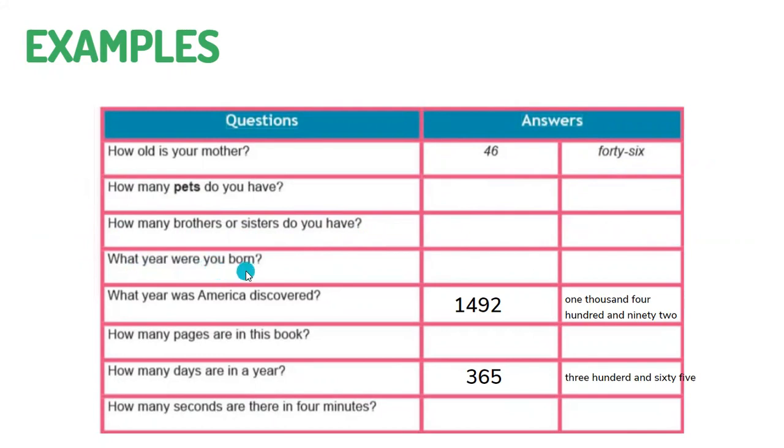What year were you born? I was born in the year 2000. What year was America discovered? 1492. In English, when you say a date, you can say 1492. You decompose this number into 2 parts. First, these 2 digits, which is 14, and then the last 2 digits, 92.